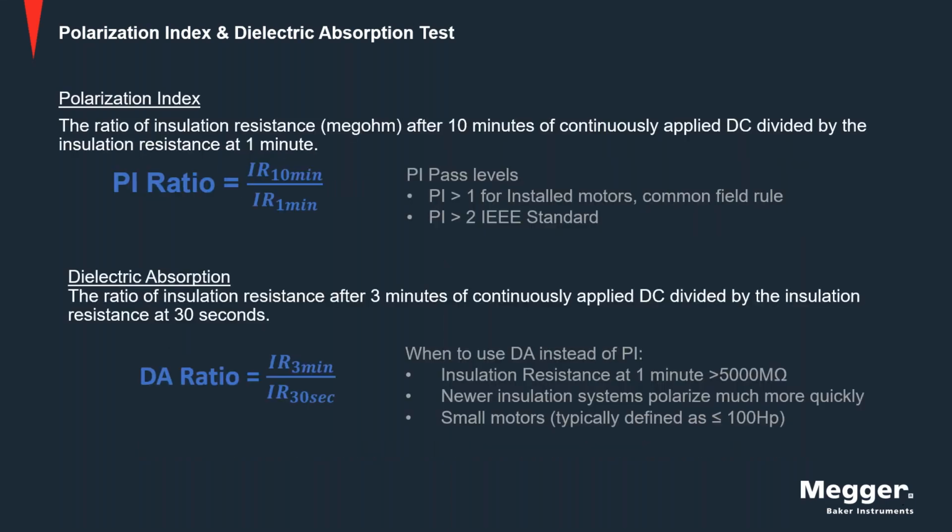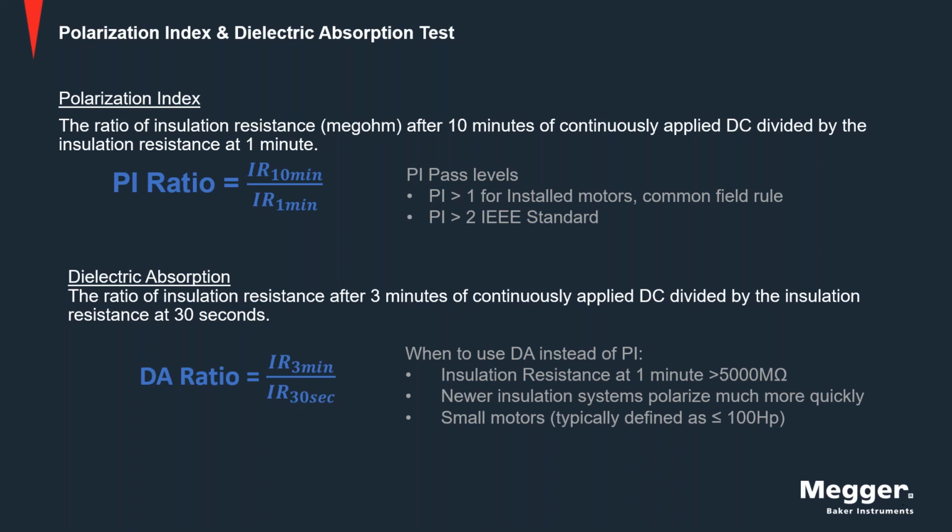So as a way of pass-fail criteria, we take a ratio of the 1 minute insulation resistance, we divide that into our 10-minute insulation resistance value. For a PI ratio, the dielectric absorption test is a 3 minute over 30 second, and there are also various other times that IEEE would suggest for us with these 2 tests. So we get a value out of that PI ratio. We'd like to see IEEE standard being greater than 2. A lot of times for installed motors, people go by a common rule of thumb being if it's greater than 1.